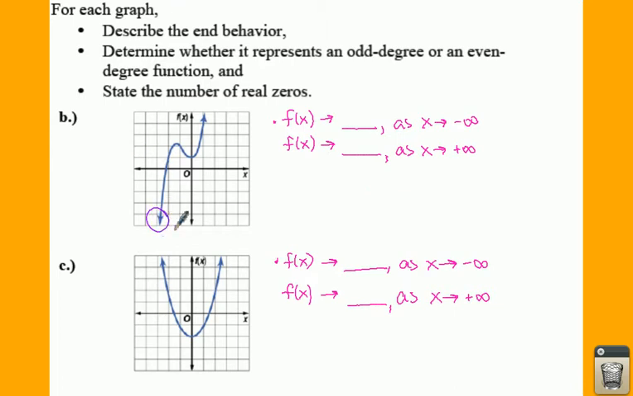So here, let's look at the left. Is your arrow pointing down or pointing up? Down. That's right, it's pointing down, so you'd say it's going to negative infinity. Here on the right side, is this pointing up or down? Up. That's correct, so it's going to be going to positive infinity. Ta-da! You're done with your end behavior.